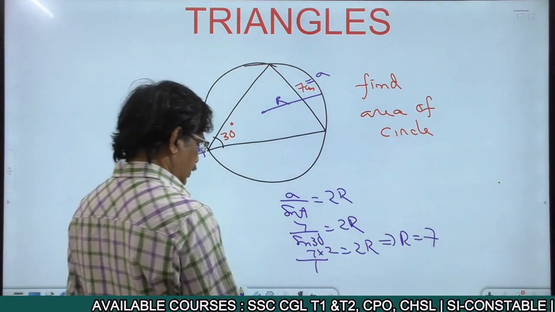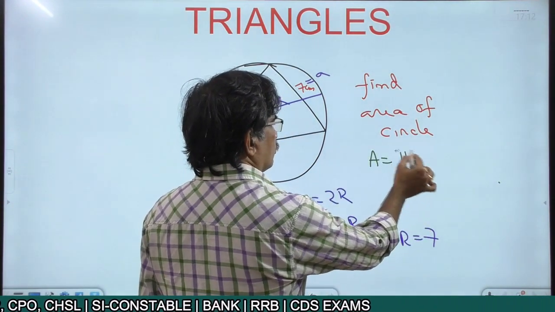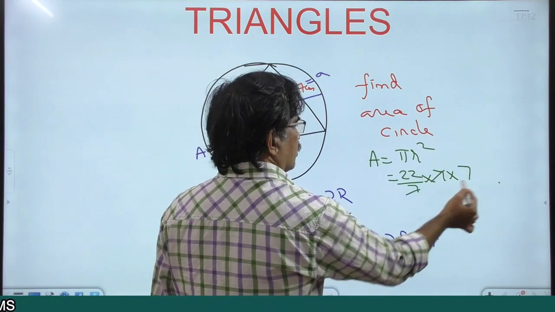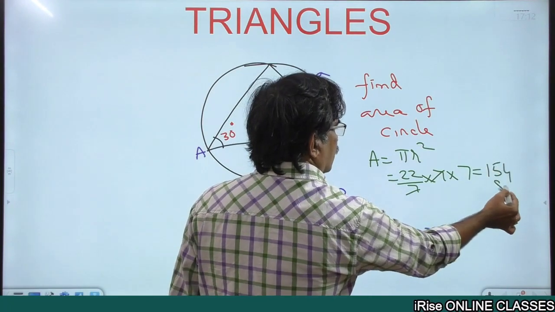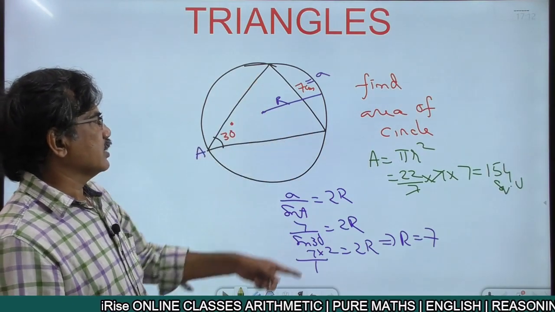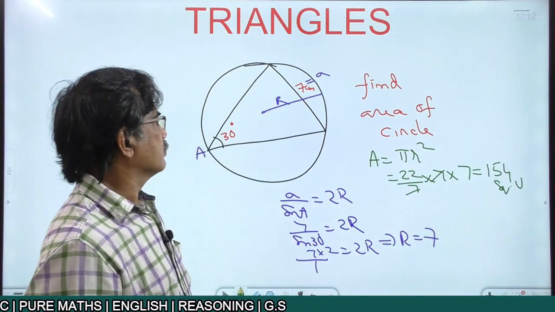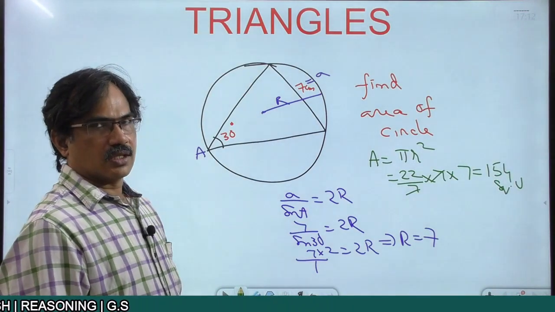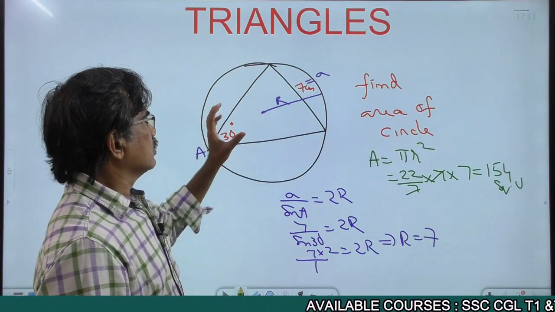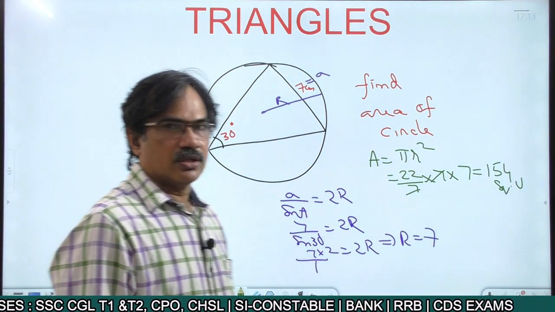If R is equal to 7, then area is equal to pi R square, which is equal to 22 by 7 into 7 into 7. So the answer is 154 square units. If this is 7 centimeters, then the area of the circle is equal to 154 square units. Understood? So this is the way of finding answers using concepts related to the sine rule. Okay? So what is the sine rule?